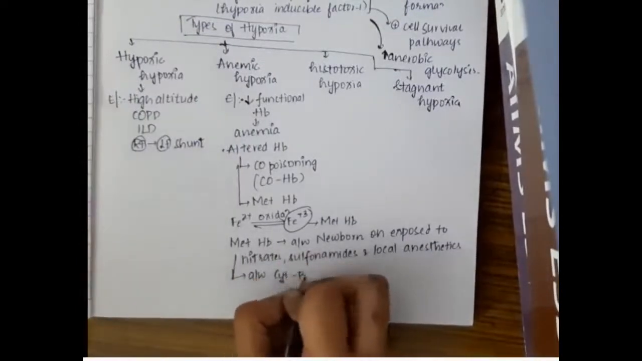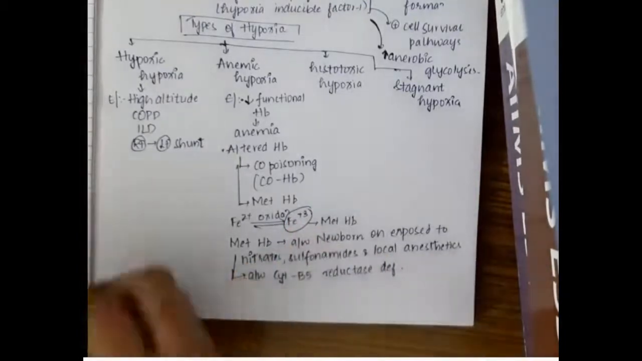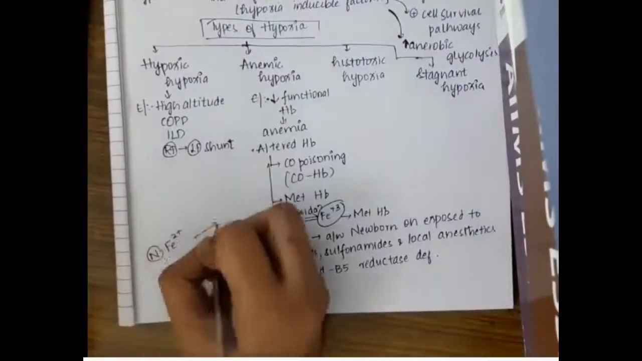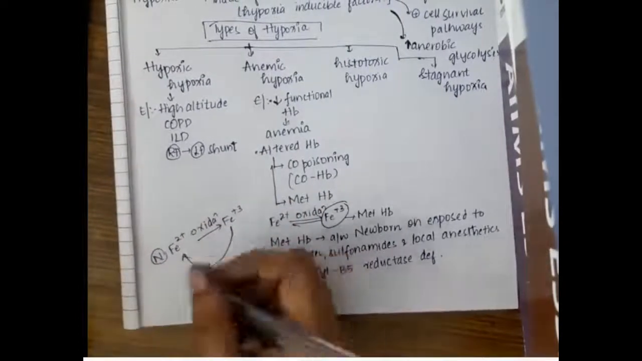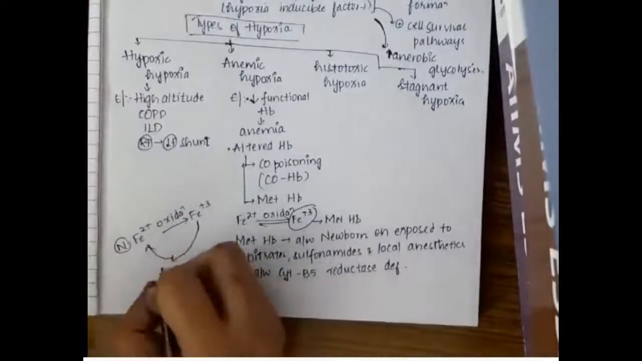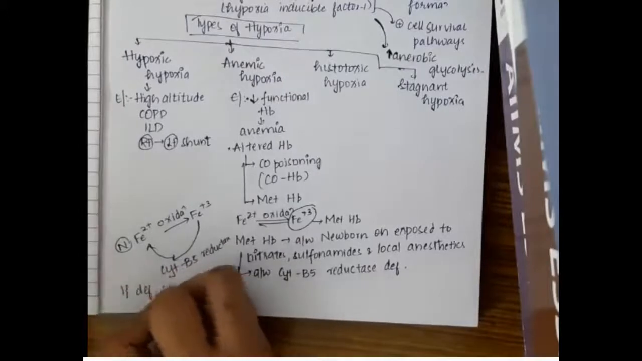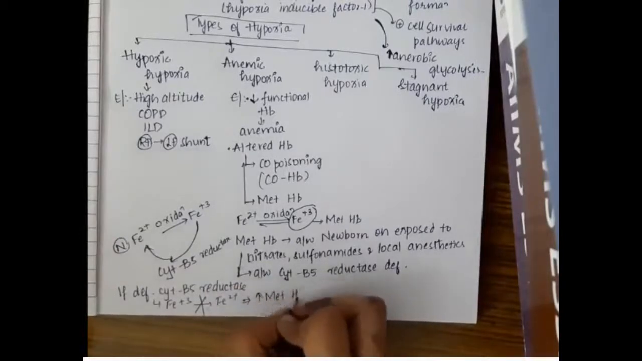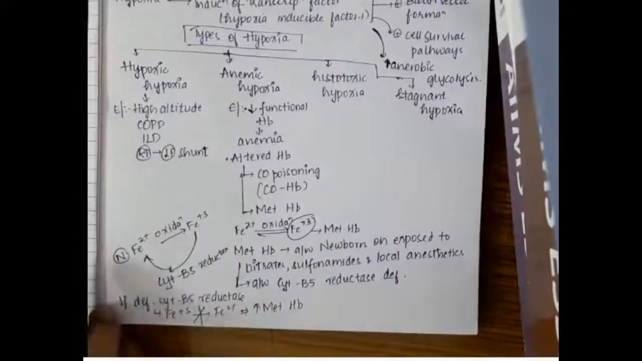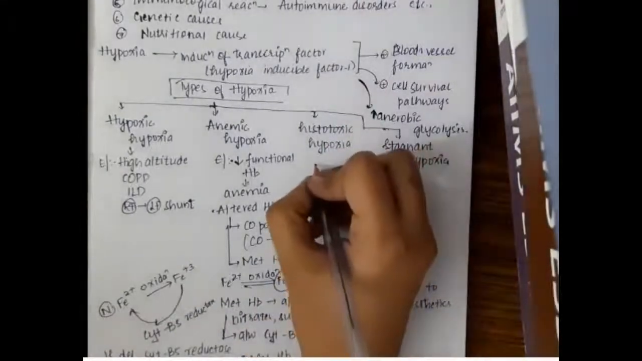This methemoglobin is also associated with cytochrome B5 reductase deficiency. Normally, ferrous undergoes oxidation to form the ferric form. This ferric form gets converted back to the ferrous form, that is, the ferrous form is regenerated by cytochrome B5 reductase. If this cytochrome B5 reductase is deficient, then the ferric form is not converted back to the ferrous form, which will result in methemoglobin.